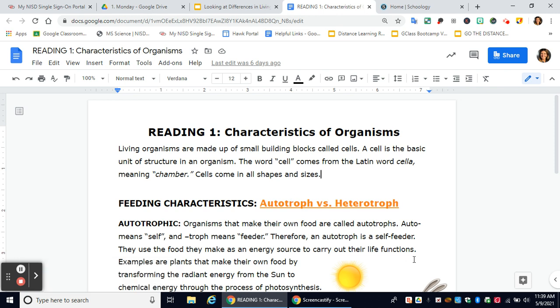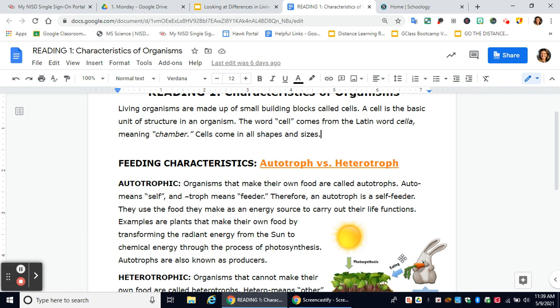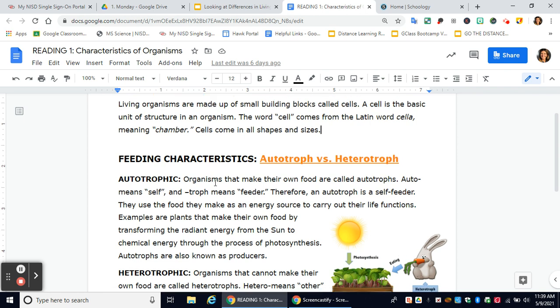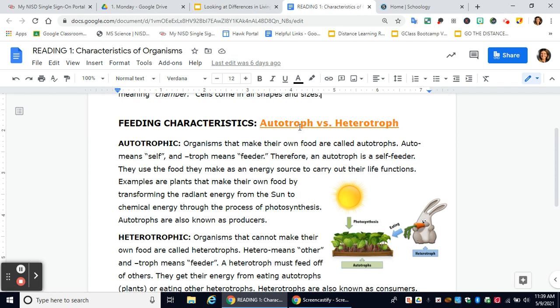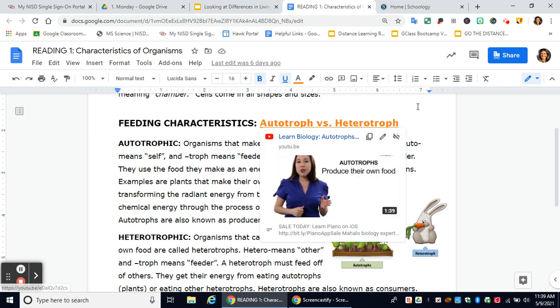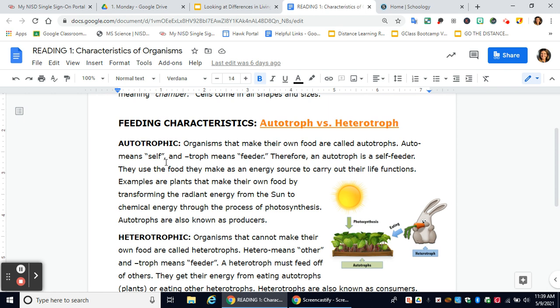Living organisms are made up of small building blocks called cells. A cell is the basic unit of structure in an organism. The word cell comes from the Latin word cella, meaning chamber. Cells come in all shapes and sizes. Feeding characteristics of organisms. There is a video here. It's also hyperlinked, and you can watch that on your own.